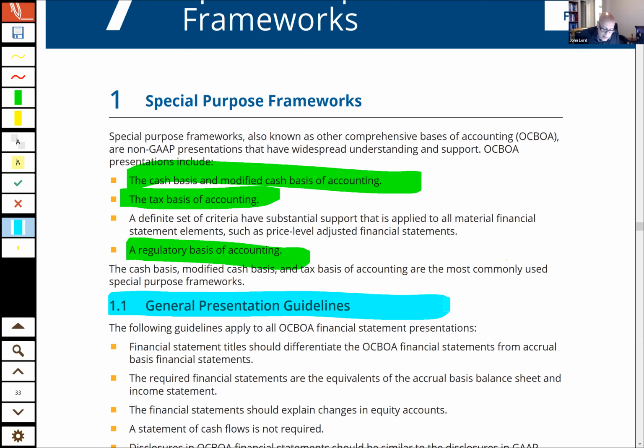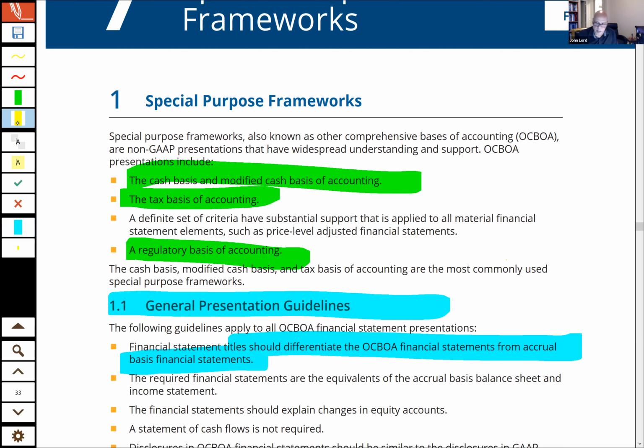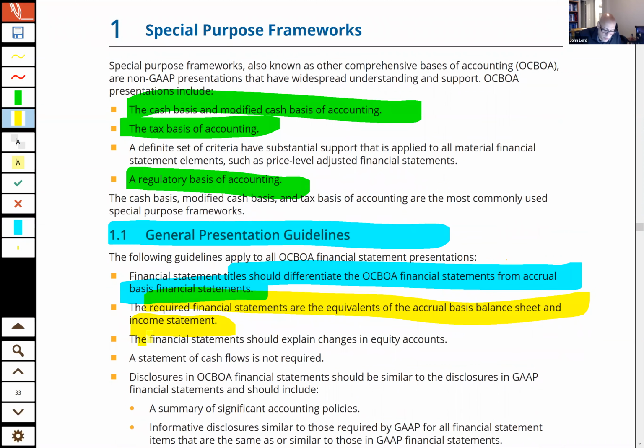So what happens? Titles should be different from the accrual basis financial statements. In other words, don't call it a balance sheet, call it balance sheet cash, call it income statement cash, because they're reserving those titles for the GAAP financial statements, right? The required financial statements are the equivalent of the accrual basis balance sheet and income statement, but don't call it that. The financial statements should explain changes in equity accounts, and a statement of cash flows is not required.